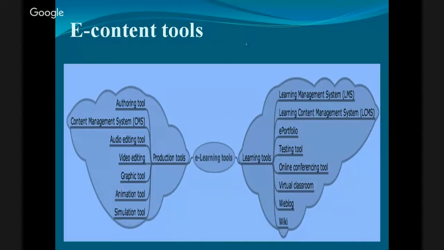One is the production tool and another is the learning tool. With the help of the production tool, we can create our own e-content, and with the help of the learning tool, we can post or host our material on the website. In the production tool, on the left hand side you can see there is an authoring tool. Next is the content management tool. I will come back later to what the authoring tool and the CMS are.